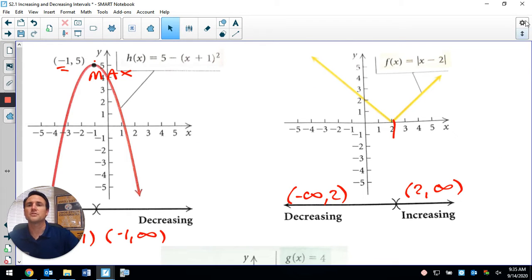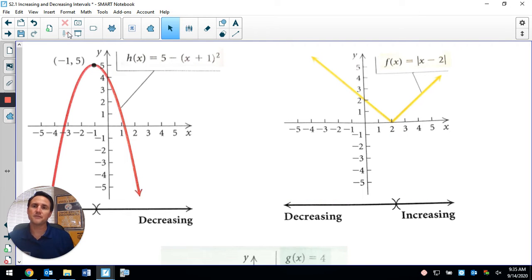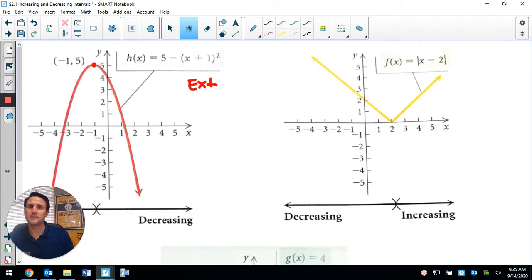Okay. So, let's clear this off here. When we look at graphs, we're needing to find these extrema points. That's what they're referred to. Extrema points. So that's basically minimums and maximums. Every graph should have some of those. If not, it's just constant.